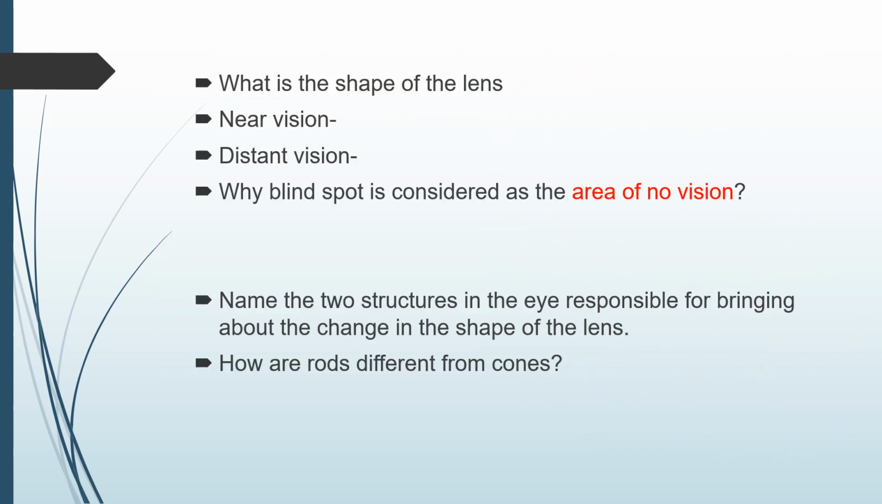Now here the question is, what is the shape of the lens for near vision? Near vision means short-sightedness or myopia. So in myopia, which is near vision, short-sightedness, we use the concave lens for correcting that. And distant vision is far-sightedness, or hypermetropia, and here we use the convex lens for correction. So these are the two lenses.